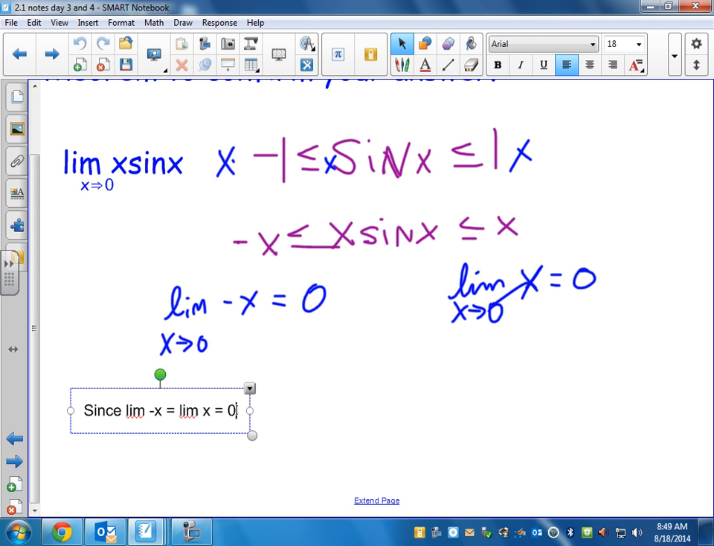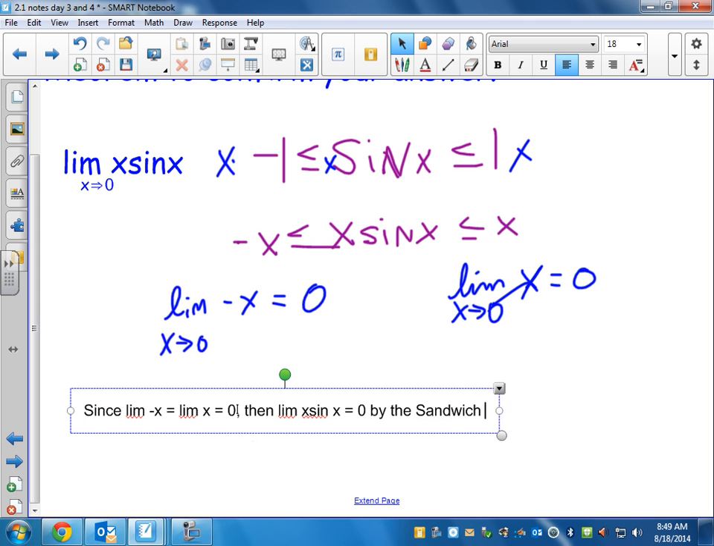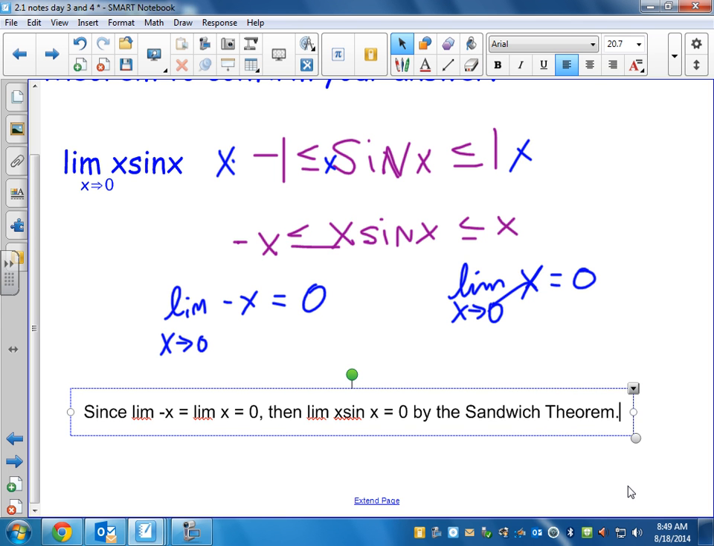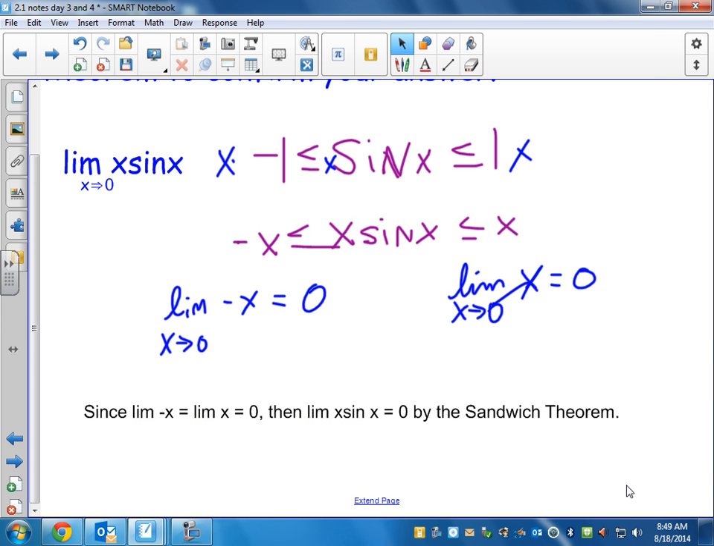Then the limit as x approaches 0 of x sine of x also equals 0 by the sandwich theorem. Or because the sandwich theorem says this, then that's what it should also be. By just saying that one sentence, that's like proving it. People hate that word proof. But if you can use a theorem and say that the if part is true, then you can say the then part is true because the theorem says so.